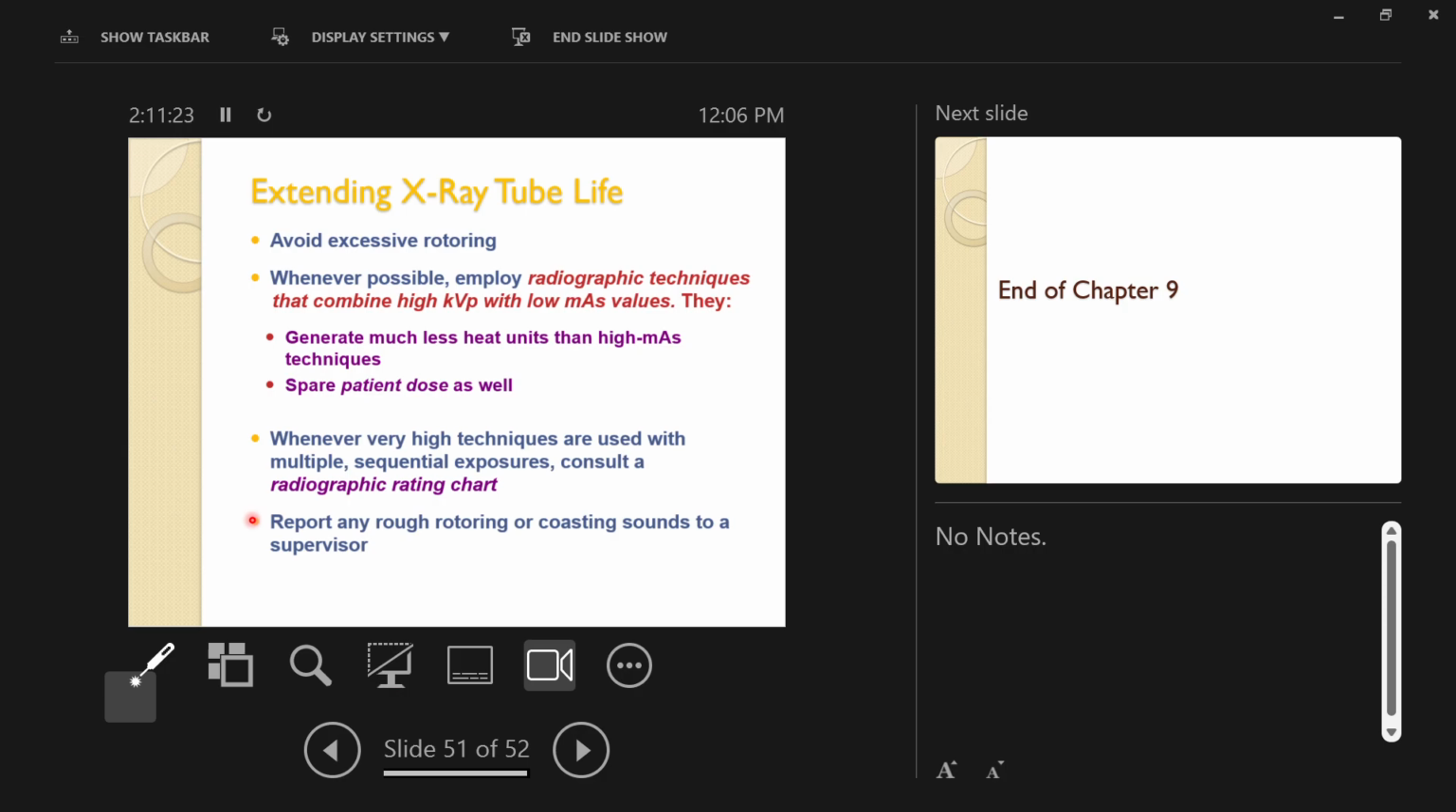When those technicians come out, report the abnormal sounds, the weird stuff, to them, okay? It's like talking to your mechanic about the problems with your car. Tell them about those problems. If you're not the person in charge of keeping track of how the x-ray room's running, not the technician, but somebody within the office, tell the person in the office about these problems. If you're hearing something, talk to them about it. That way these problems can be taken care of by the appropriate people. But report any rough rotoring or coasting sounds to some supervising person, all right?